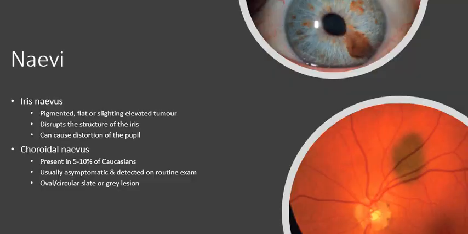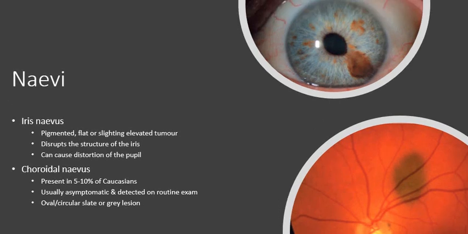So let's start by having a look at nevi, or nevi is the plural for nevis. And we'll have a look first at nevi that occur in the iris. They can also occur in the choroid. So an iris nevis is a pigmented, flat, or sometimes slightly elevated tumour, and it's usually less than 3 millimeters in diameter, so very small. What it does is it disrupts the structure of the iris and can cause distortion of the pupil.